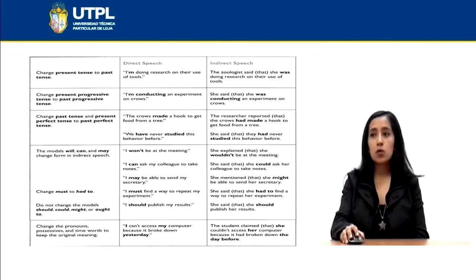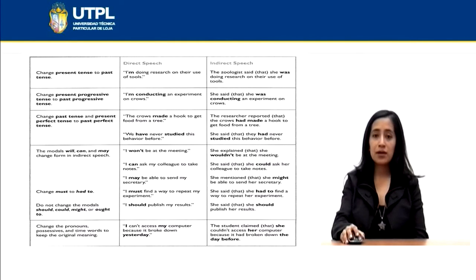The modals will, can, and may change form in indirect speech. For example, I won't be at the meeting. She explained she couldn't be at the meeting. I can ask my colleague to take note. She said that she could ask her colleague to take note. I may be able to send my secretary. She mentioned that she might be able to send her secretary.